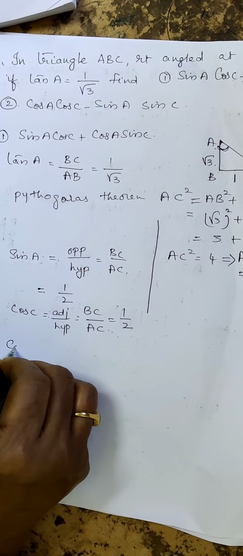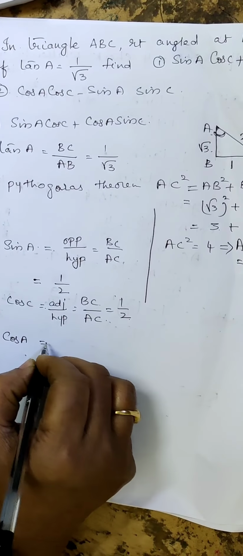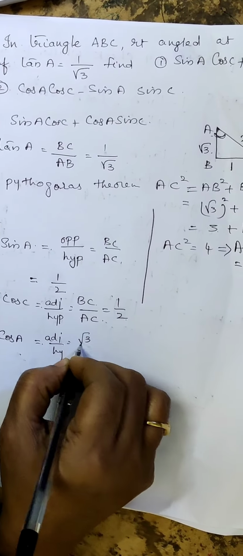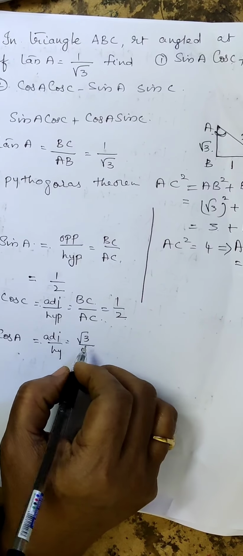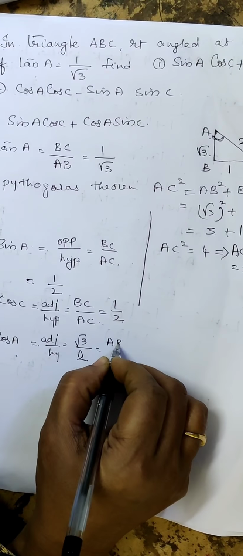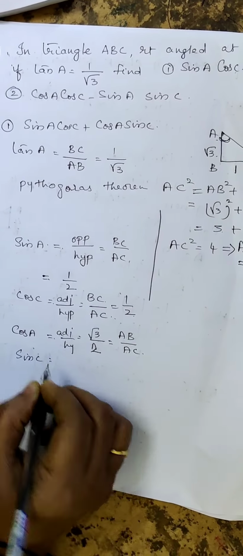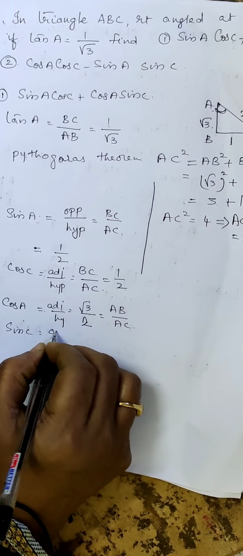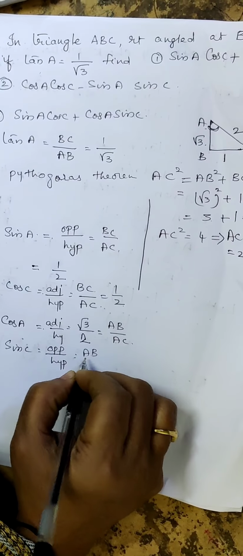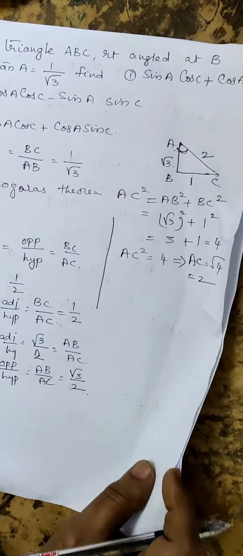Similarly, cos A. What is cos A? Cos A means adjacent by hypotenuse. What is adjacent by hypotenuse? Root 3 by 2. That is AB by AC. Similarly, what is sin C? Sin C means opposite by hypotenuse. Opposite by hypotenuse means AB by AC, root 3 by 2.